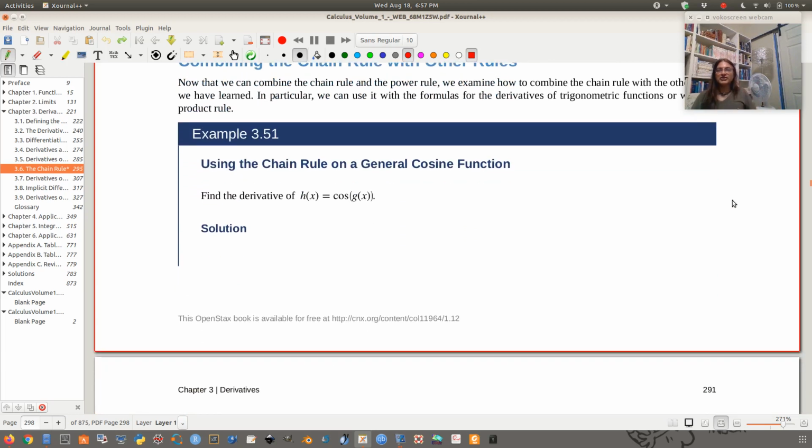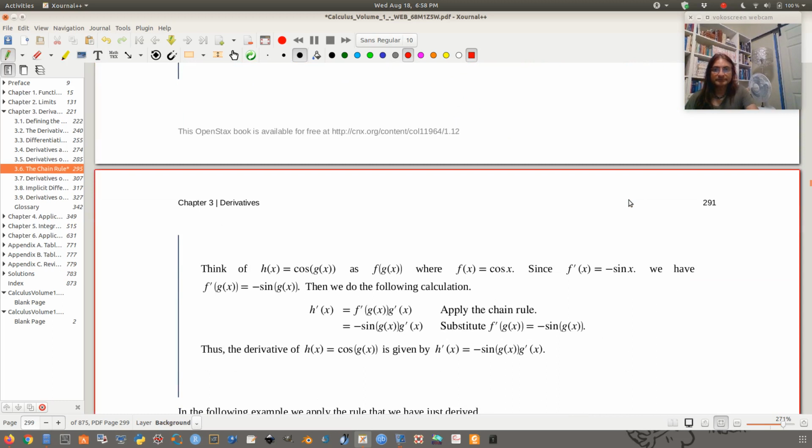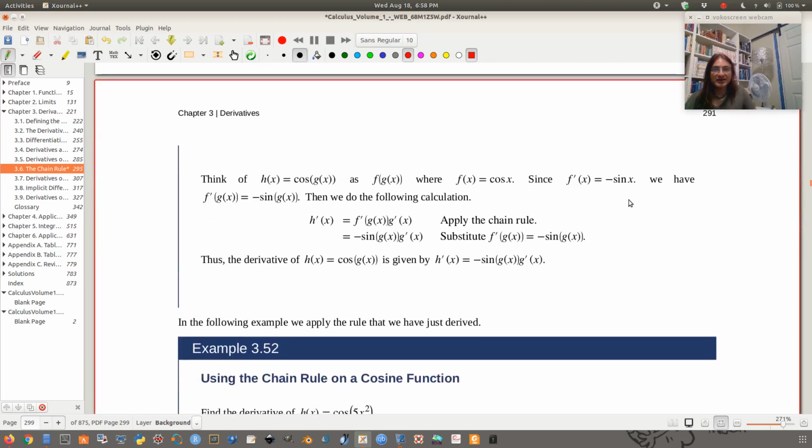Now we can also combine chain rule with other rules, right? So cos of g(x), find the derivative of that. So this is cos of g(x). Cos is f, and then we have g(x). Okay, so this will be derivative of cos with respect to g, which is negative sine of g times derivative of this. Okay, so negative sine of g(x) times g prime of x. That's the chain rule.